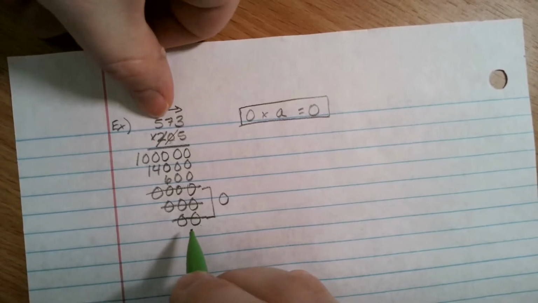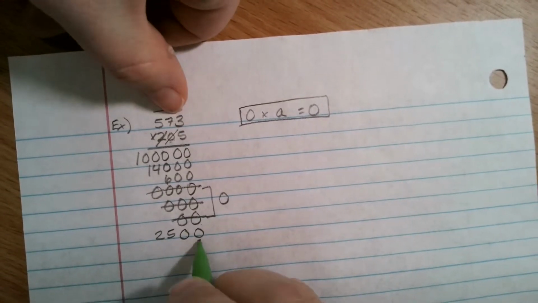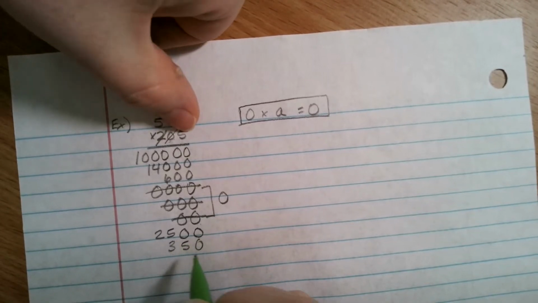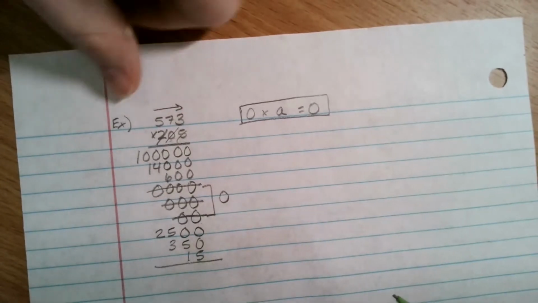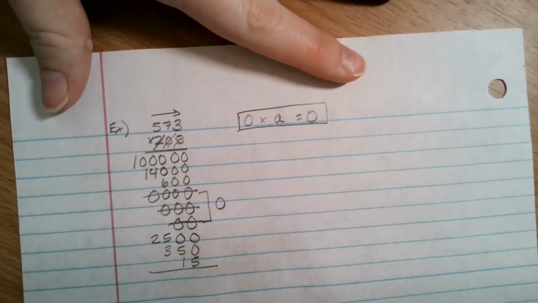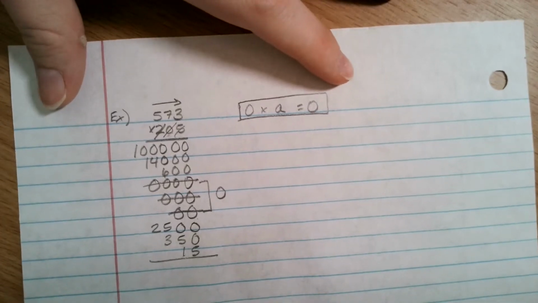So then we go to the 5. 5 times 5 is 25. 5 times 7 is 35. And 5 times 3 is 15. And now I've used up all of that. And now we have a simple sum. It's a long sum, but it's simple.